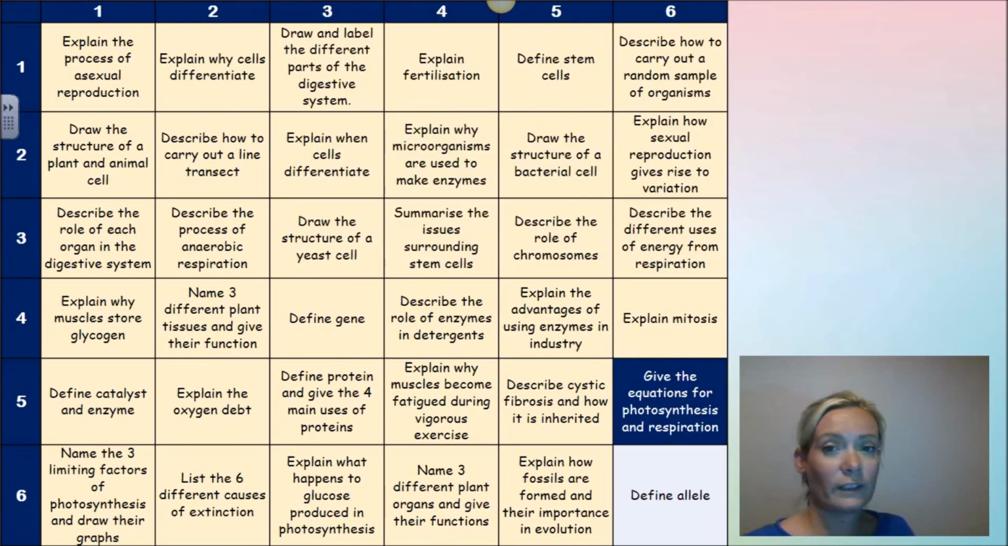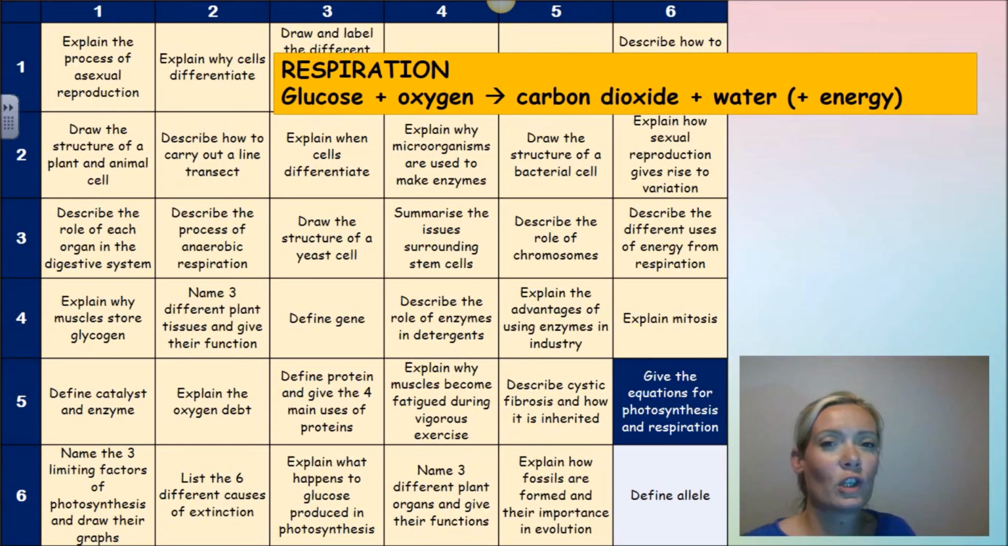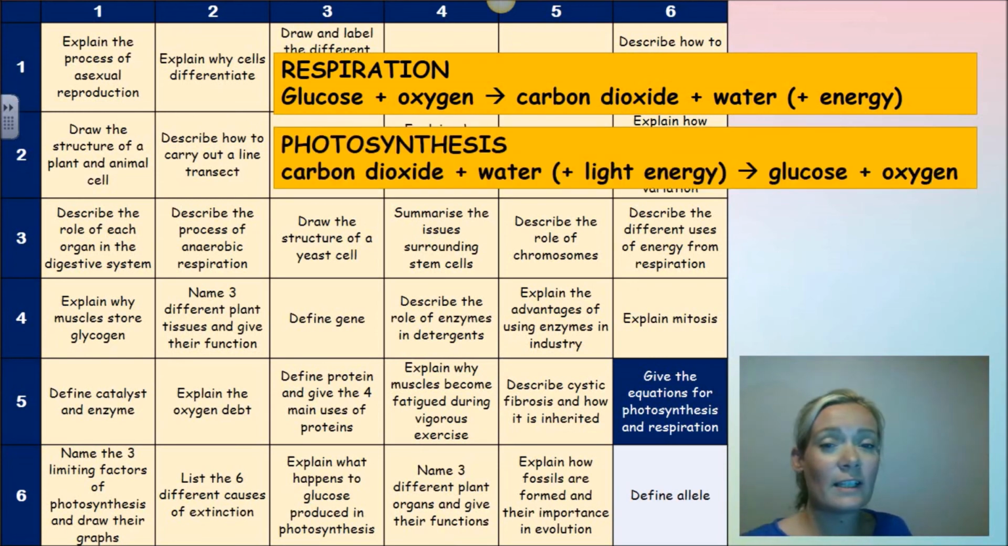Give the equations for photosynthesis and respiration. You should know these by now. If you know one, you know the other because they're just backwards. So respiration is glucose. So we do this by eating, breathing in oxygen, and then producing carbon dioxide and water and loads of energy. Photosynthesis is literally that in reverse.